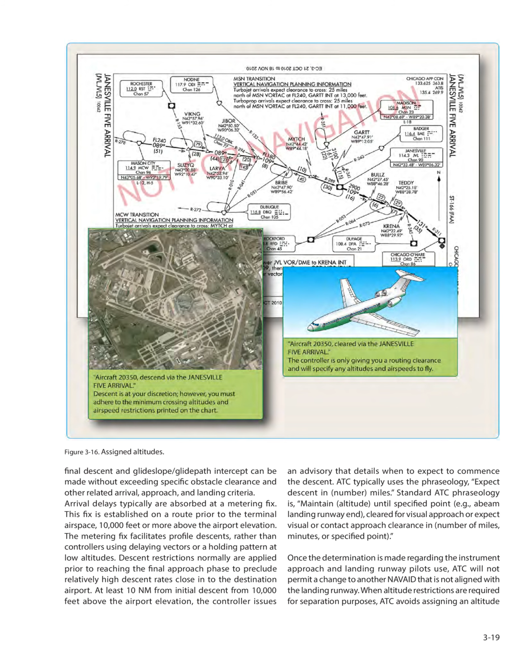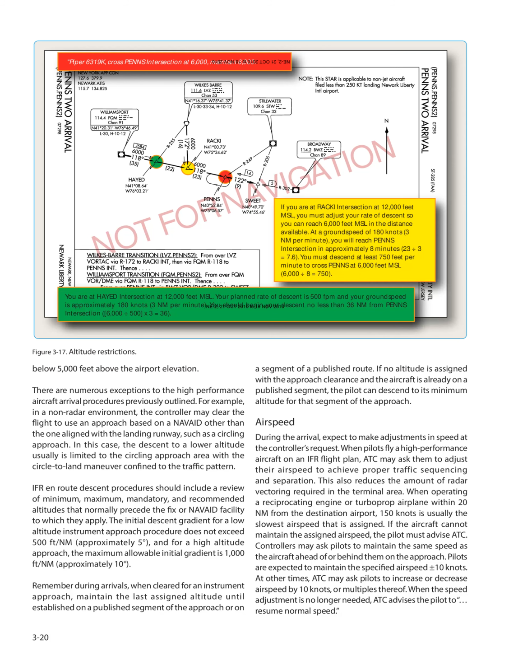Standard ATC phraseology is, "maintain altitude until specified point," for example, a beam landing runway end, "cleared for visual approach," or "expect visual or contact approach clearance in number of miles, minutes, or specified point." Once the determination is made regarding the instrument approach and landing runway pilots use, ATC will not permit a change to another navaid that is not aligned with the landing runway. When altitude restrictions are required for separation purposes, ATC avoids assigning an altitude below 5,000 feet above the airport elevation.